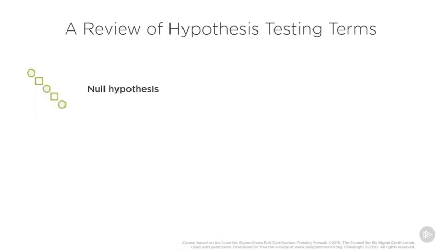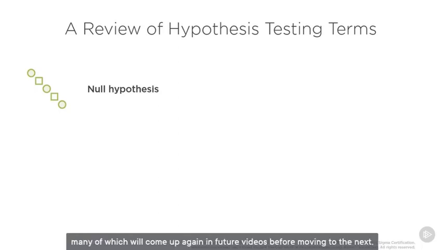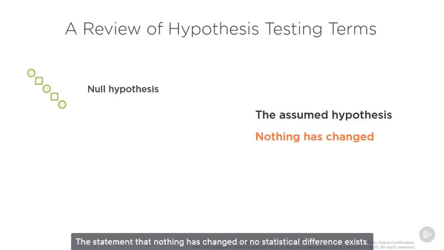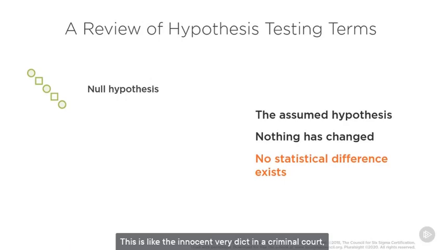This module introduced a lot of new statistical terms, many of which will come up again in future videos. Before moving to the next videos, take a few minutes to review the terms that came up in this module. Starting with the null hypothesis, which is the assumed hypothesis, the statement that nothing has changed, or no statistical difference exists. This is like the innocent verdict in a criminal court. It is assumed unless evidence tells us otherwise.